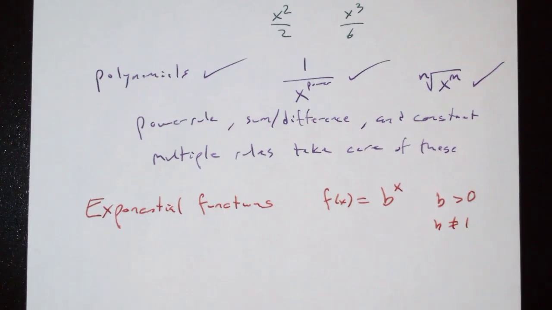An exponential function is a function that looks like b raised to the x. The x is not in the bottom, it's in the top now. The x is the exponent, thus exponential function. That number has to be positive, and it can't be 1. What's 1 raised to any power? It's just 1. So that's boring. That's why we don't use 1.